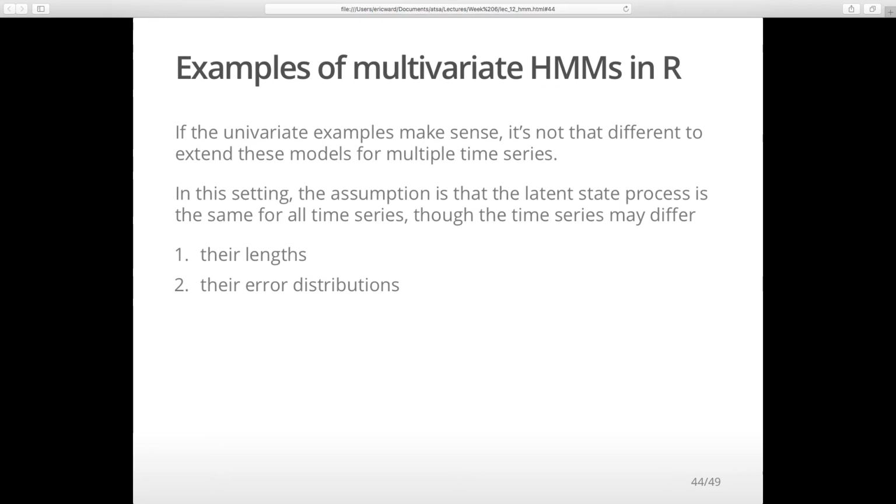So in a DFA, I guess we were estimating loadings for each of the time series on each of the trends. In the HMM, we're not going to do that. We're going to assume that each of the underlying state processes is representative of all of the time series that are being fed into the model.